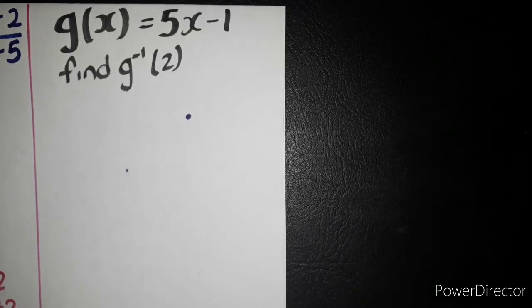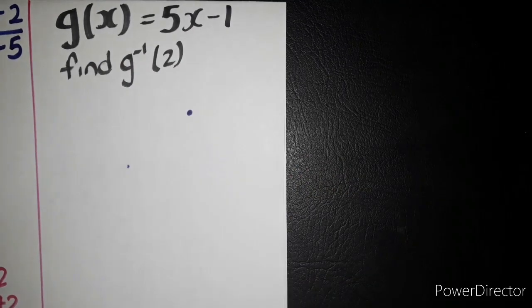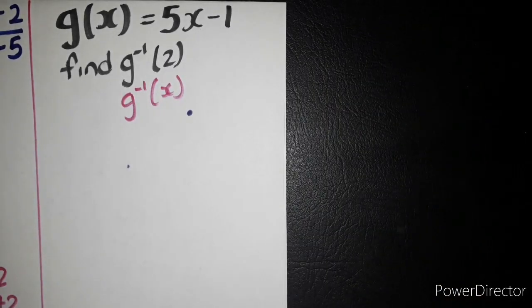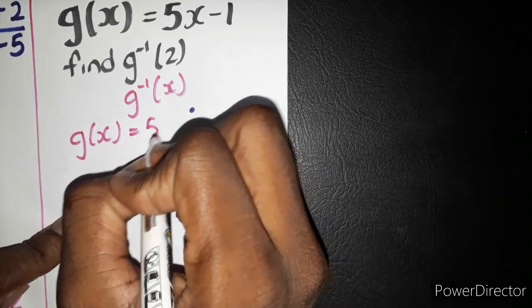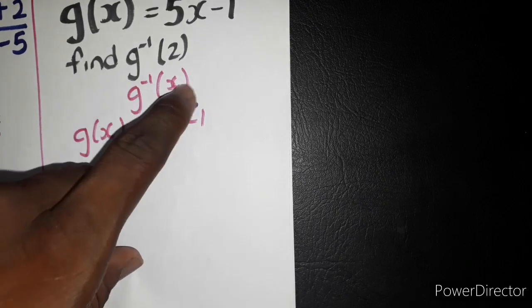Alright, so we've got a final example, and it says g of x is equal to 5x minus 1. Find the inverse of g of 2. Now it looks kind of confusing, but it's actually very easy and straightforward. Before you can go ahead and find g inverse of 2, we have to find the function g inverse of x. That's the first thing we have to do. We just follow the same steps as in the first example. We write back g of x is equal to 5x minus 1. We're finding the function g inverse of x, right?